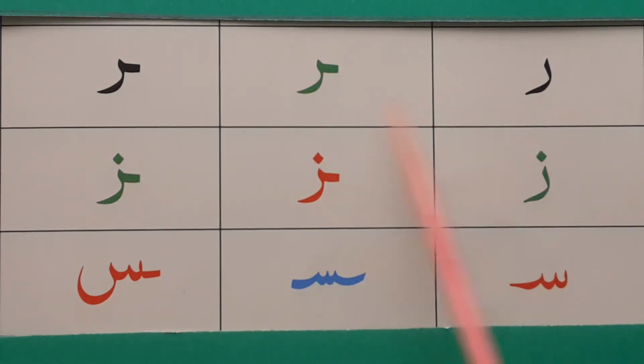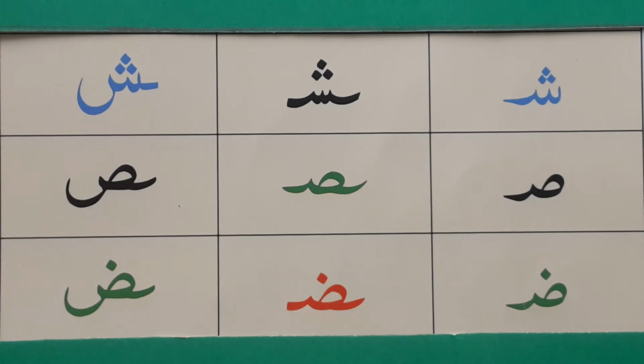Ra at the beginning, ra in the middle, ra at the end. Za at the beginning, in the middle, and at the end. Sin at the beginning, in the middle, and at the end. Sheen beginning, middle, end. Sod beginning, middle, end. Dod beginning, middle, end.